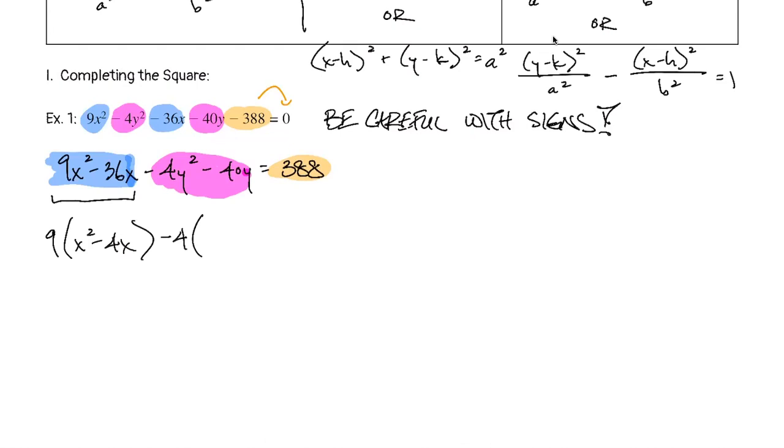So good. Y squared plus 10y. How in the world did that minus 40 become a plus 10y? She's right, folks, but how did this happen?